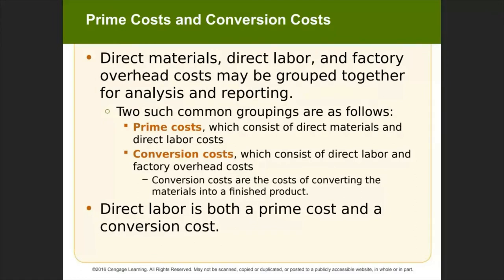Direct materials, direct labor, and factory overhead cost may be grouped together for analysis and reporting. Two such common groupings are prime cost and conversion cost. A prime cost is a cost that consists of direct materials and direct labor cost. A conversion cost consists of direct labor and factory overhead cost. Conversion costs are the cost to convert the materials into a finished product. Direct labor is both a prime cost and a conversion cost. So direct labor is both prime and conversion.